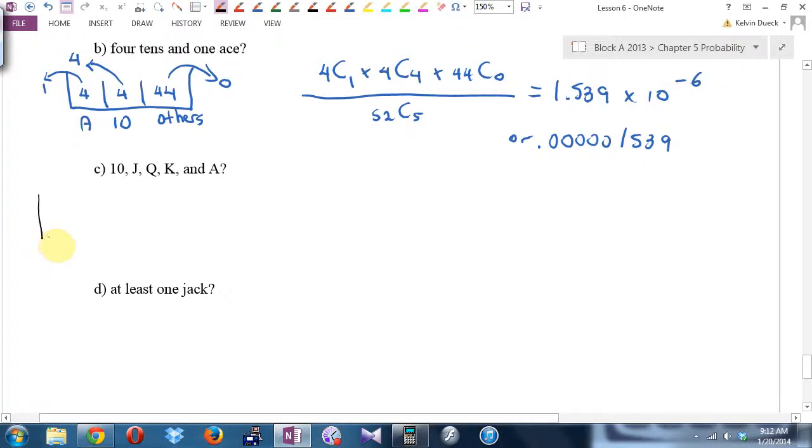It's going to be a fairly long, lengthy bucket. Yeah, it's going to look like this. I'm going to have a compartment for tens, jacks, queens, kings, aces, and others.